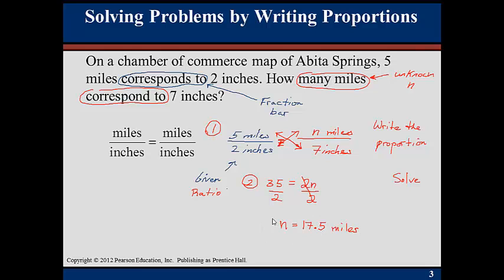Now remember, n is the number of miles, so go ahead and put your units on there. So this is 17.5 miles. So step 1, use the information they give you to write your proportion. Step 2, solve the proportion and find what they are looking for.